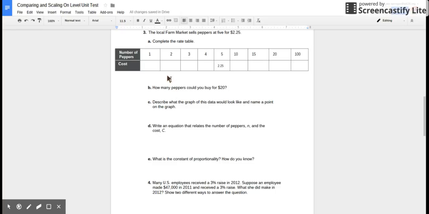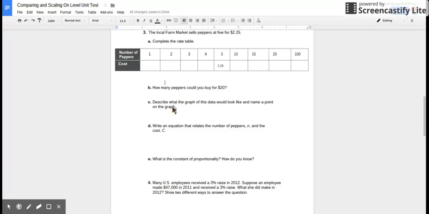Well, the graph is going to be based on the information you have in your table. Well, if we look at these values, the number of peppers are increasing, and as they increase, what do you notice about the cost? Is the cost increasing too? Is it decreasing? What's happening? What do you think?